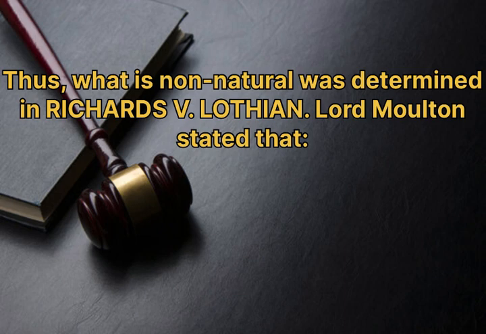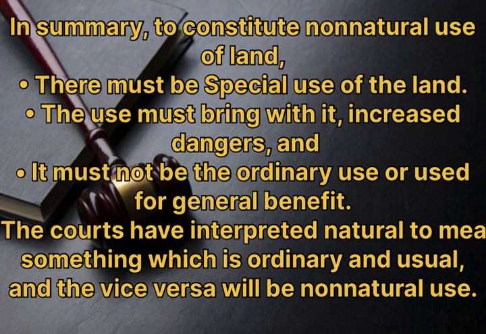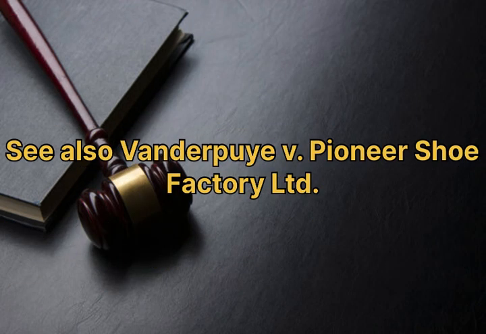Lord Moulton stated that it is not every use to which land is put that brings into play that principle. It must be of some special use, bringing with it increased danger to others, and must not merely be the ordinary use of the land or such use as is proper for the general benefit of the community. In summary, to constitute an unnatural use of land, there must be special use of the land, the use must bring with it increased dangers, and they must not be the ordinary use or use for the general benefit. The courts have interpreted natural to mean something which is ordinary and usual, and the vice versa will be non-natural use. See also Vanderpoel and Pioneer Shoe Factory Limited.